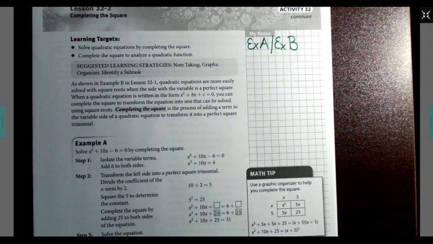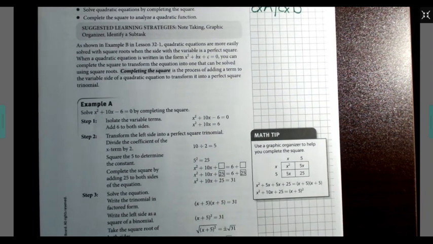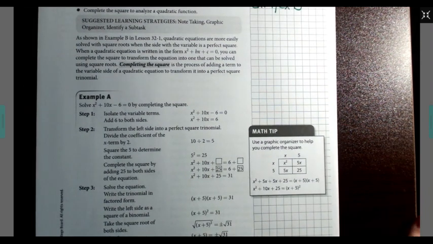Today we will be covering lesson 32-2, completing the square. As shown in example B in lesson 32-1, quadratic equations are more easily solved with square roots when the side with the variable is a perfect square. When a quadratic equation is written in the form x squared plus bx plus c equals 0, you can complete the square to transform the equation into one that can be solved using square roots.